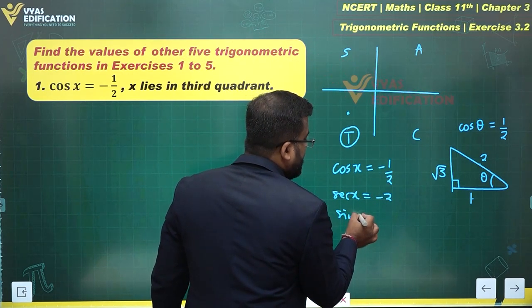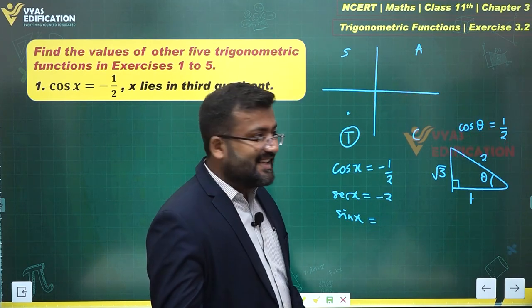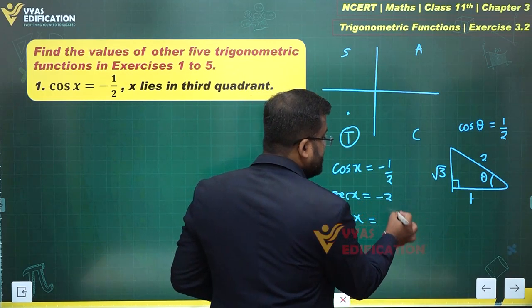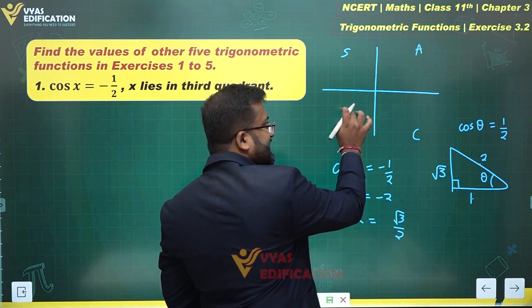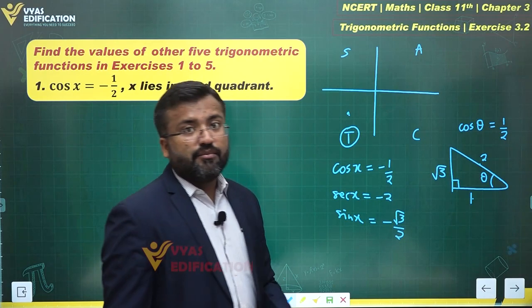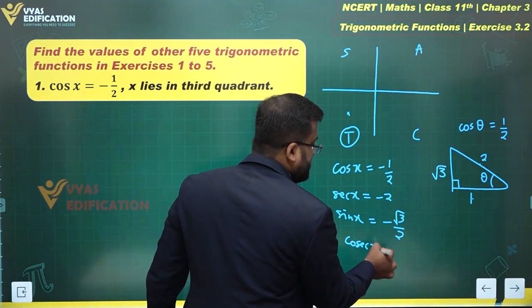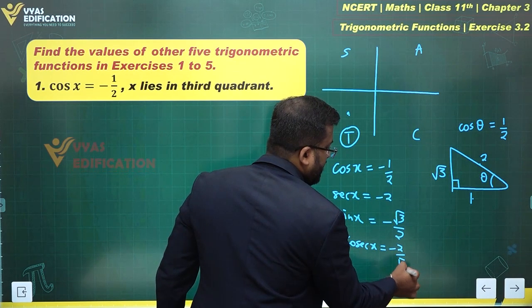Sin x would be equal to what? Sin x is simply equal to root 3 upon 2, but there's a catch. Since x lies in the third quadrant, this value has to be minus root 3 by 2. That's important. Cosec x would be the reciprocal of this, so minus 2 by root 3.